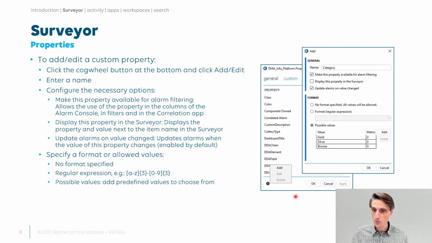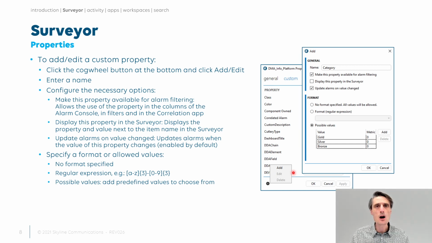Now, how do you add that? Well, if you have a list of properties available, you do have this cogwheel at the bottom. If you click on there, you can add or edit the selected item or delete the selected property. So if you click and go for the add, you will get this window. Let's first take a look at that, and then we can add one in our DataMiner system. So the first thing we need to specify is a name. You just give it a meaningful name, like a category in this case, or it could be class.